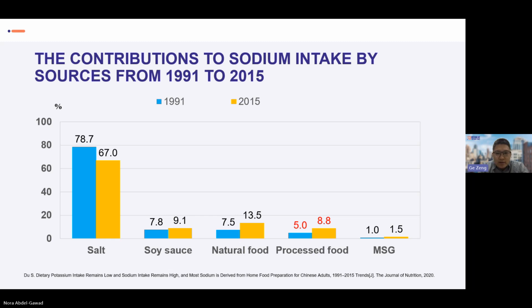In China, the daily salt intake is as high as 10.5 grams per day, which is estimated from over 10,000 24-hour urine samples, more than double the WHO recommended level of 5 grams per day. As shown in this chart, the primary sodium source is home cooking, accounting for nearly 70%, and the contribution from processed food is less than 10%. But the worrying situation is the proportion is increasing over time, and therefore setting salt targets to reduce sodium intake from processed food is needed in China.